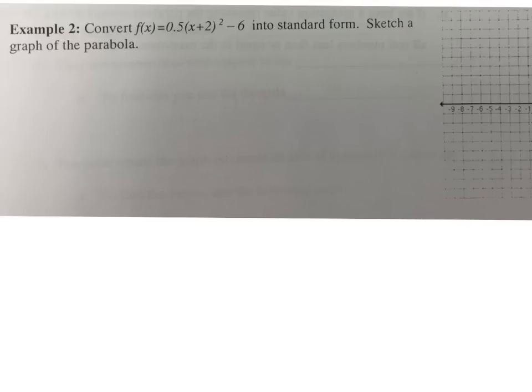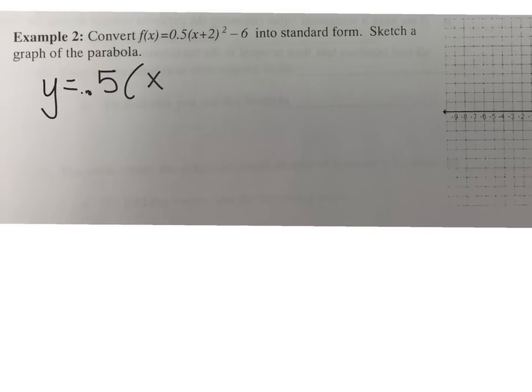Okay, the next example says I need to convert. Now I'm going from vertex form back to standard form. Well, instead of completing the square, we're going to multiply it out. So you might write that in your notes. To go from vertex to standard, you need to FOIL or multiply it out. So I'm going to leave the 0.5 or my 1/2 out front. And I'm just going to FOIL the first piece, the thing in parentheses. And so when you FOIL this out, you're going to get x squared plus a 4x plus a 4, and then minus 6 on the outside.